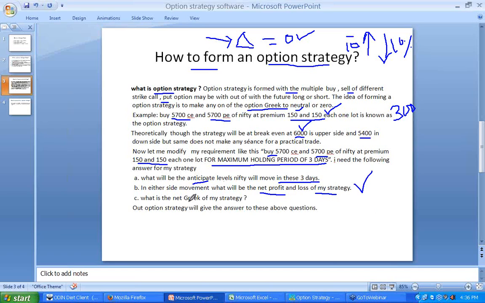What is the net Greek of my strategy now? Whether it is Greek neutral, Greek positive, or Greek negative, whether delta is positive or delta is negative. What is the fate of my Greeks?